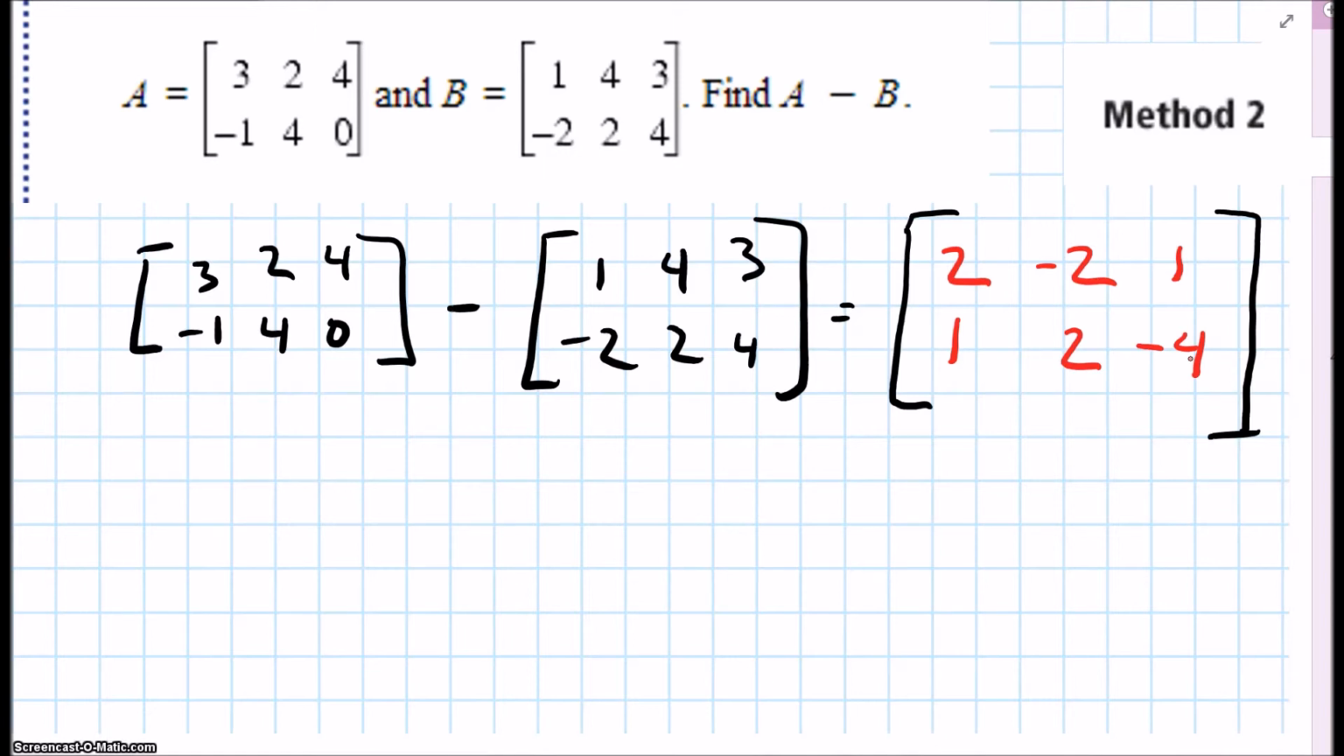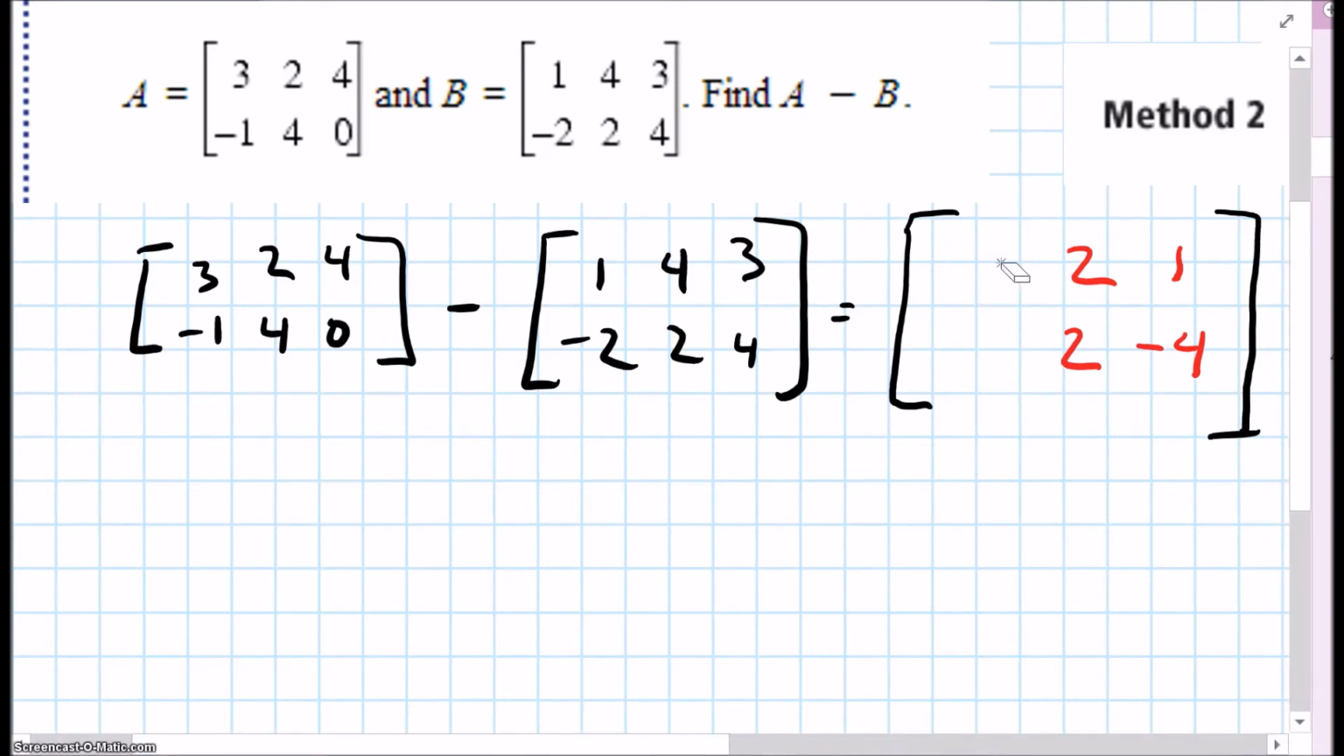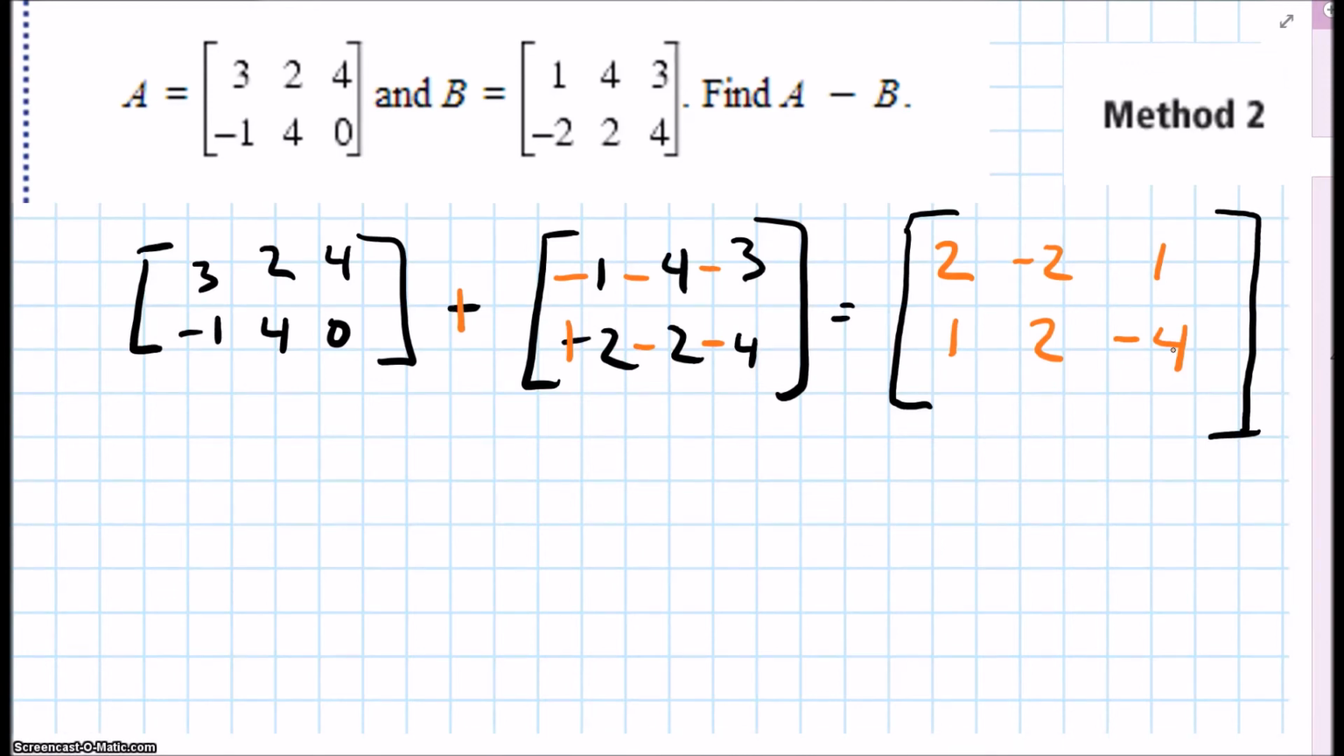Okay? The book says now you can show and do the additive inverse. So let's erase it. So change this negative sign to a plus, but then change all the signs inside the box, and now you add them together. So 3 plus -1 is 2. 2 plus -4 is -2. 4 plus -3 is 1. -1 plus 2 is 1. 4 plus -2 is 2, and 0 plus -4 is -4. So you notice you get the exact same answers. So it's really either way that's easiest for you not to make mistakes.